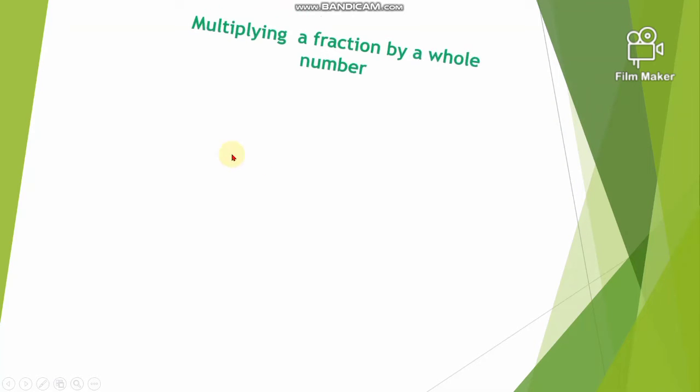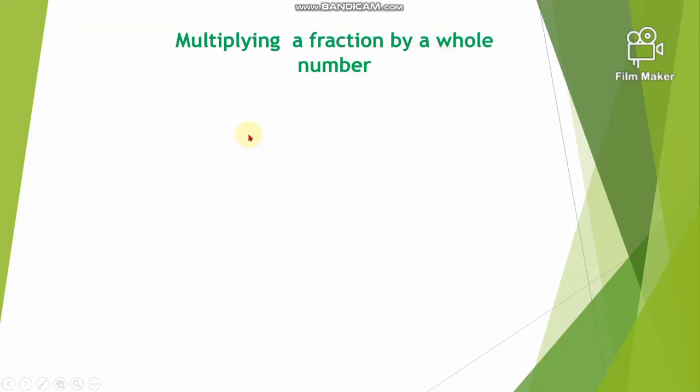First we'll look at how to multiply a fraction by a whole number. Look at the example given. We are going to multiply 2 over 5 by 2. So here you know this is a fraction while this is a whole number.